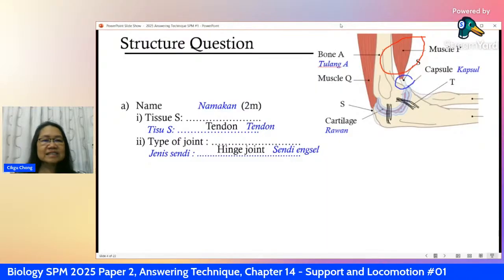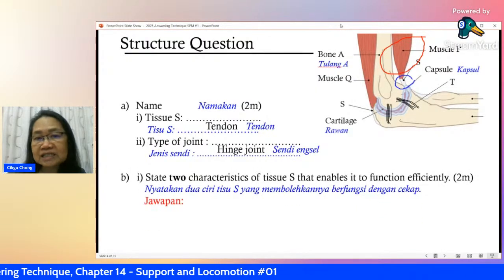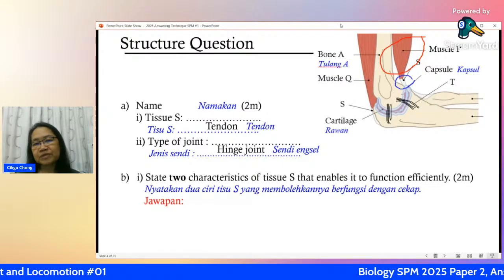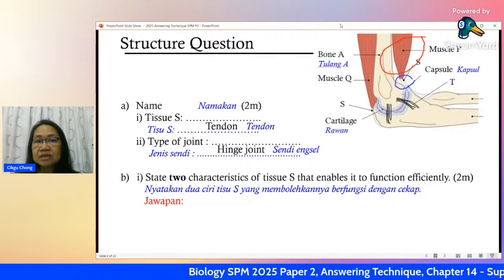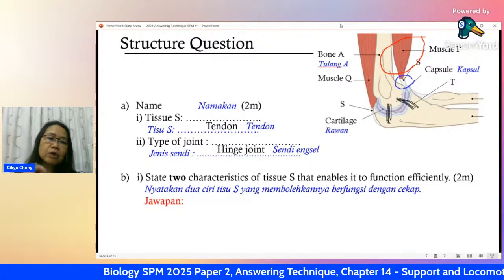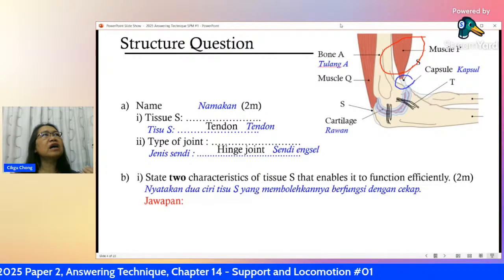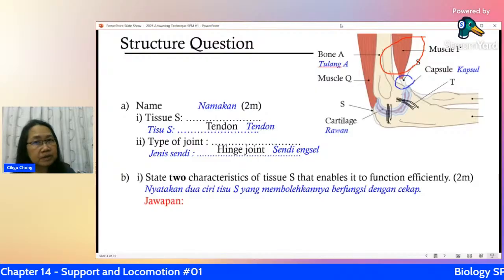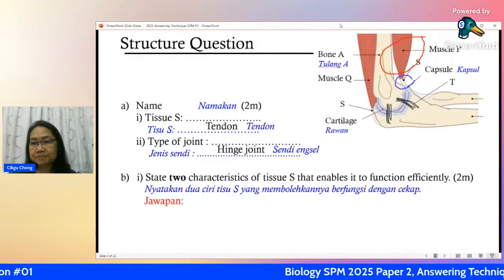Okay, next question. State two characteristics of tissue S that enables it to function efficiently. So we want the characteristic. We have already named the S, which is tendon. But what is the characteristic? Characteristic is referring to the adjective. Is it strong? Is it soft? Is it flexible? And so on. So what is the answer for this?